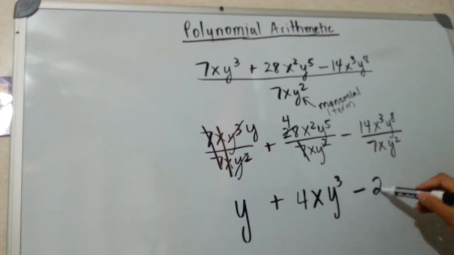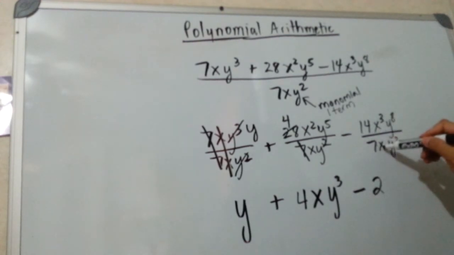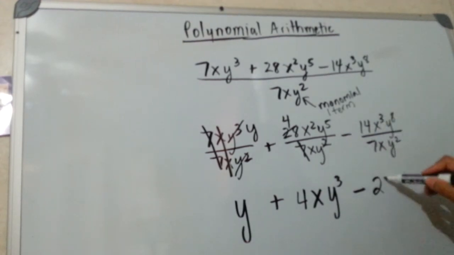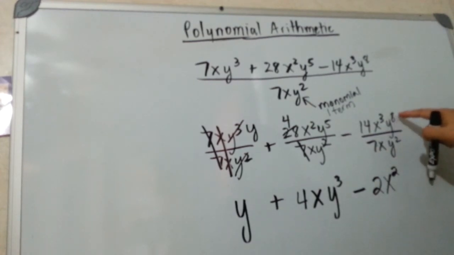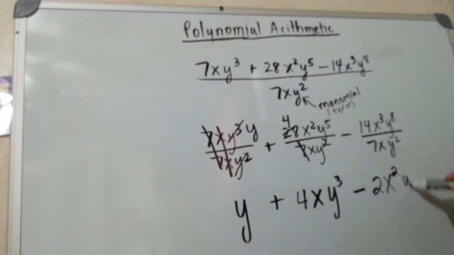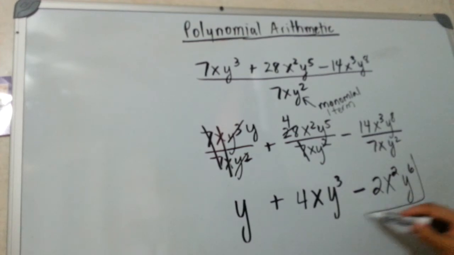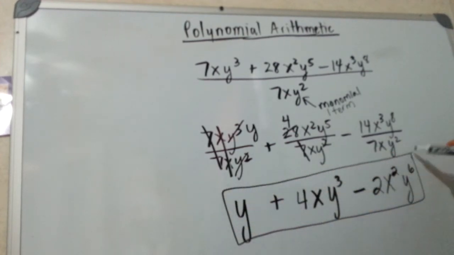14 divided by 7 is 2. X to the third over x. Only one of the x's cancel, so you have 2 x's left over. And then y to the 8th over y squared. Only 2 of the y's cancel, so you have y to the 6th. And then you check that none of these are like terms. They are not. So then this would be your final answer.